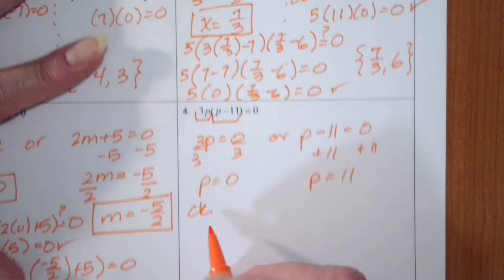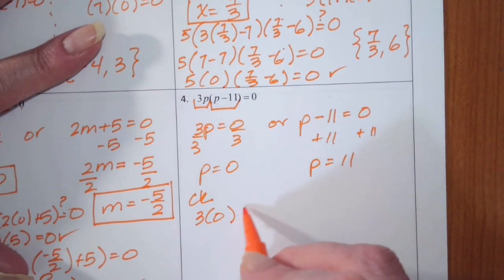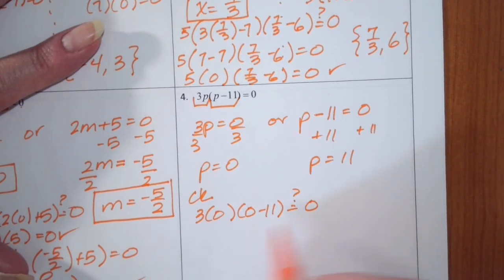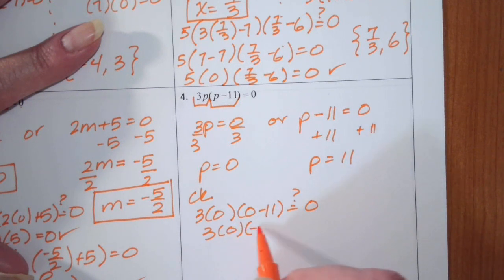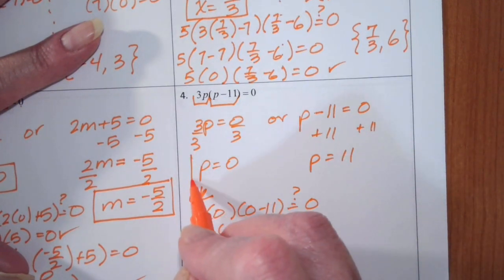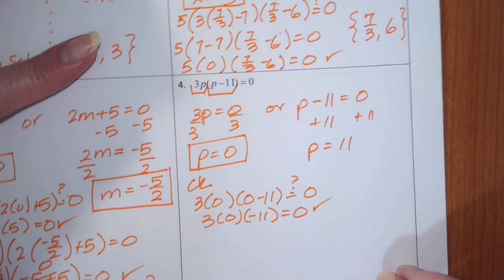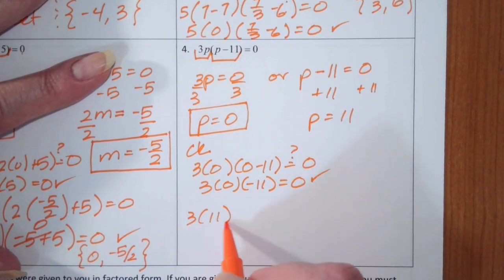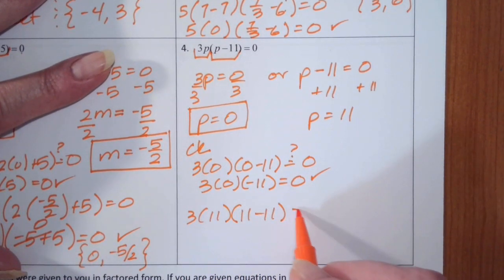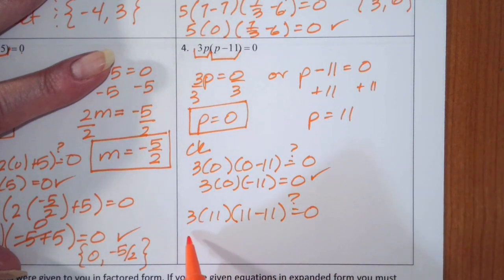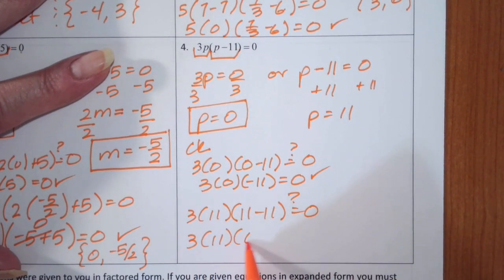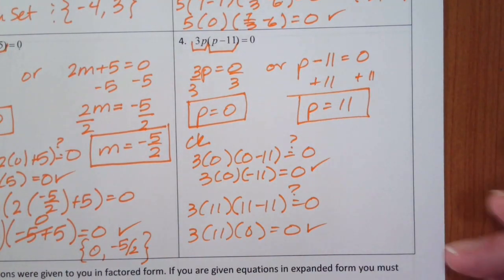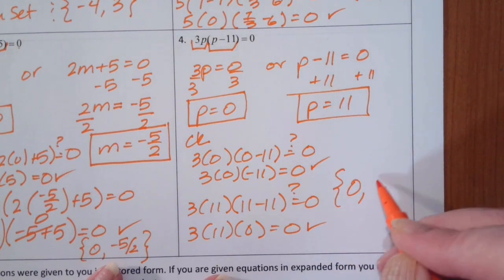So now I check. All right, so 3 times 0 minus 11, I want to know if that's equal to 0. 3 times 0 times negative 11 is equal to 0. So that checks. Let's check 11. So 3 times (11 minus 11), I want to know if that's equal to 0. So 3 times 11 times 0 equals 0. Yes, it does. So my solution set is 0, 11.